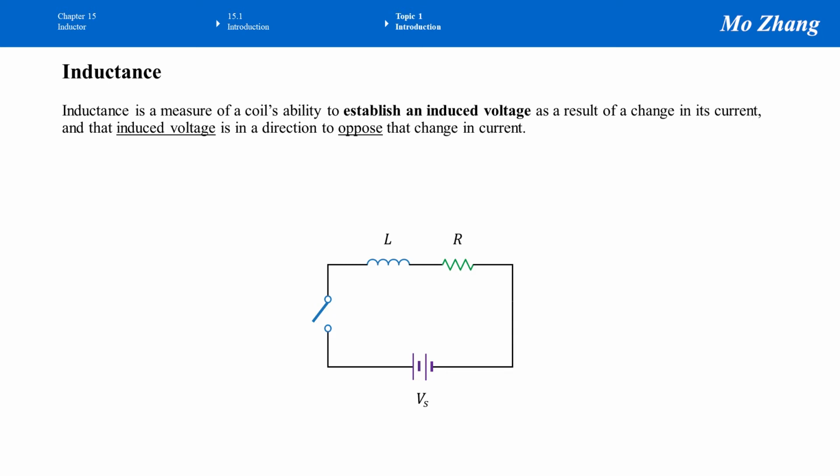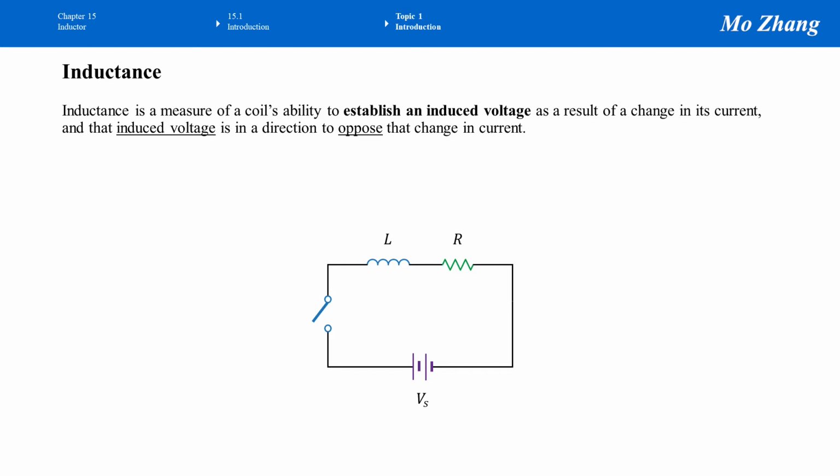This is the simplest inductor circuit. As you can see, there is a voltage source, a switch, an inductor connected in series with a resistor. That resistor is necessary, otherwise, once we close the switch, without a resistor, this is a short circuit. Since the ideal inductor is just a piece of wire, it has no resistance. So that resistor here is necessary, is required.